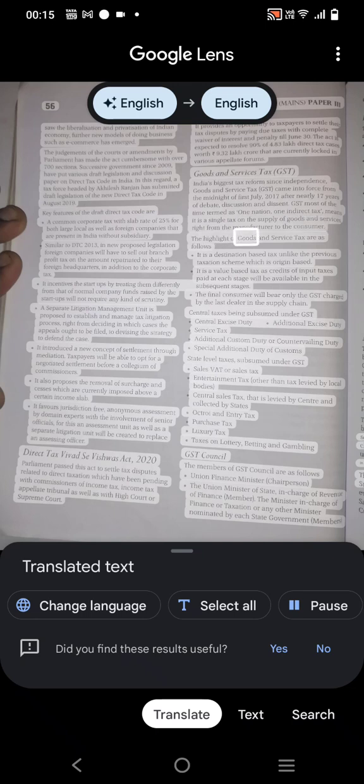The highlights of Goods and Services Tax are as follows. It is a destination-based tax unlike the previous taxation scheme which is origin-based. It is a value-based tax as credits of input taxes paid at each stage will be available in the subsequent stage. The final consumer will bear only the GST charged by the last dealer in the supply chain.